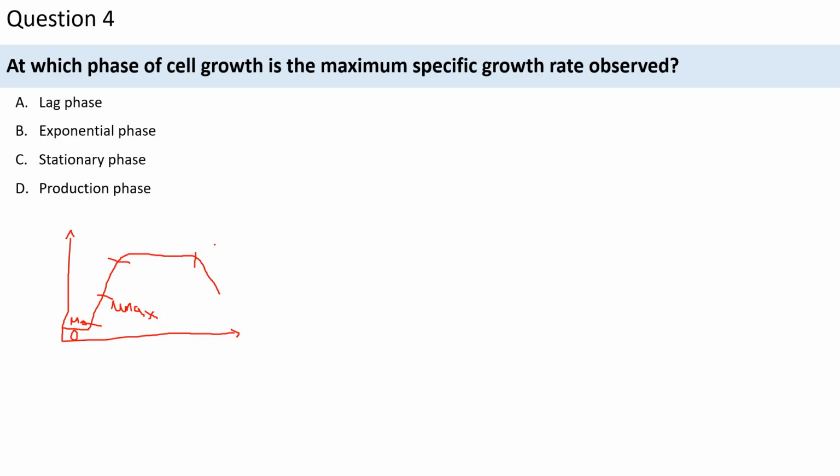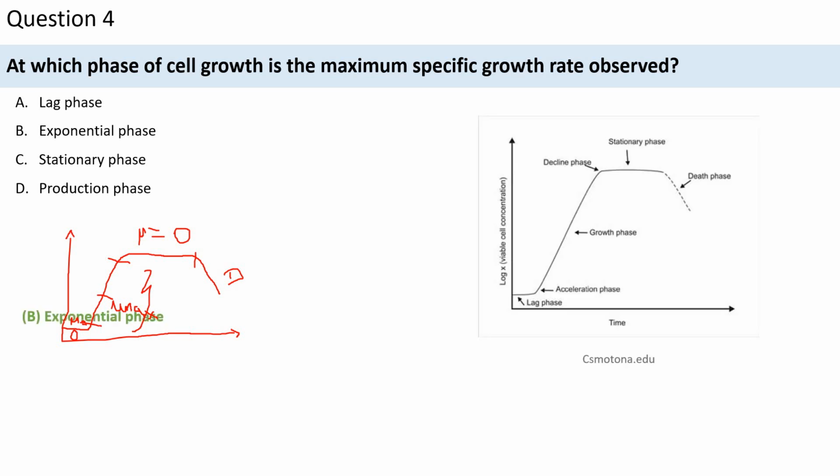What I wanted to mention here is that mu will be equal to 0 due to the rate of cell death as well as cell lifespan. And finally, we go to the decline, or death phase. So, what they are asking is, at which phase of the cell growth is the maximum specific growth rate observed? I have already answered that: it is in the exponential phase only.